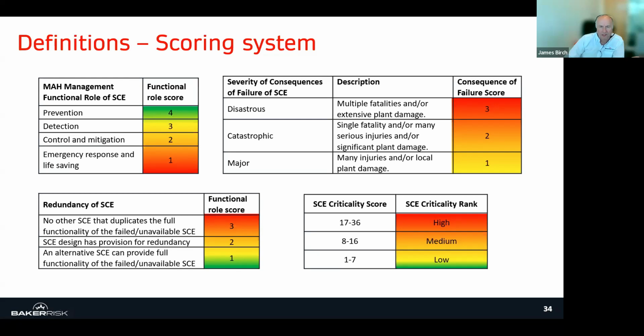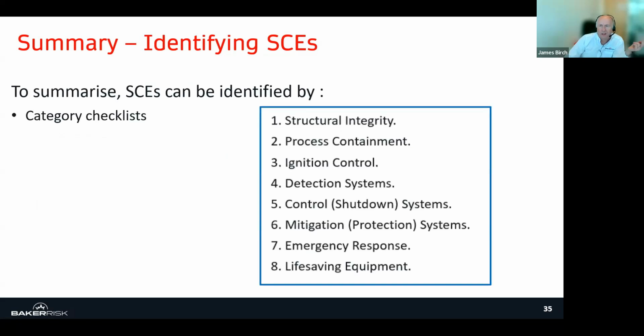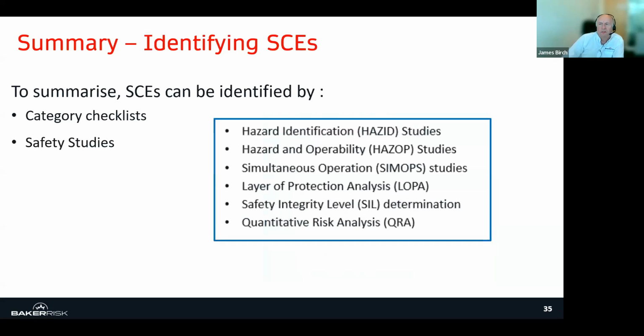So just to summarize, we've covered a lot of material there quite quickly. We have 2 main ways of identifying SCEs. The first one is the category checklists. And there's guidance in EGPC and EI on individual items that fall within these. And companies often develop their own guidance in addition. We're happy to help with that process. But this is the first quick check, perhaps a little conservative. We can go into more detail with safety studies where we focus more closely.